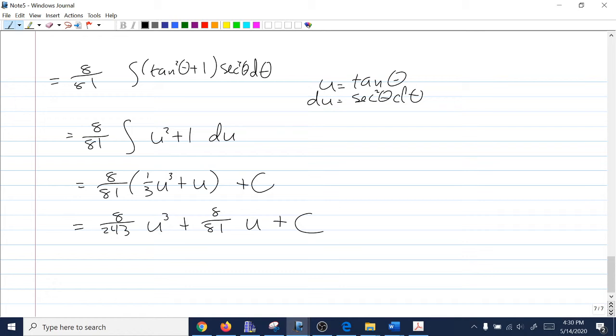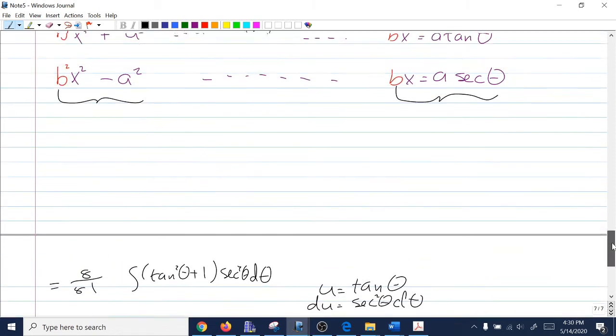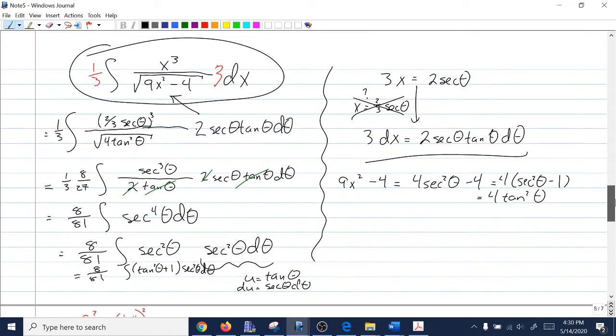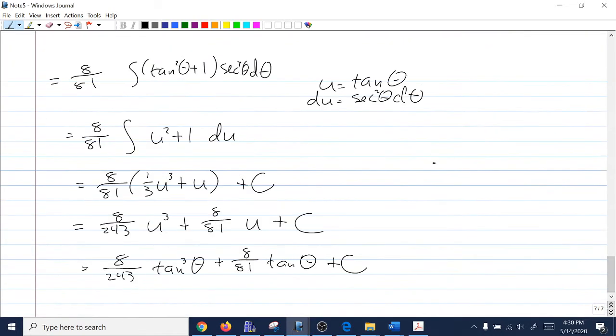What was u? U was tangent theta. 8/243 tangent cubed theta plus 8/81 tangent theta plus c. But what was theta? There were 2 substitutions that happened. First a trig substitution, then a u substitution. We've undone one of the substitutions, we still have to undo the other. What was our rule for the first substitution? Our first rule was 3x equals 2 secant theta.